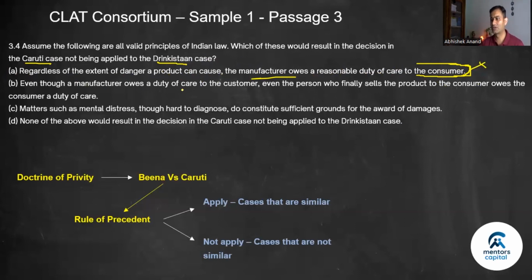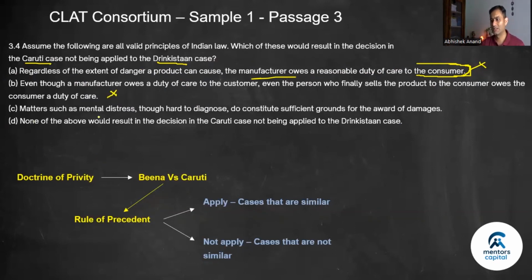Even though a manufacturer owes a duty of care to the customer, even the person who finally sells the product to the consumer owes a duty of care. So in the Karuti case, the manufacturer was responsible. In this case, the soft drink seller will also be responsible. What is happening because of option B? Third party responsibility is also coming in, but it is not taking away the responsibility of the manufacturer. So in both cases, the decision in the Karuti case will apply in Drinkinstan too. The third party in between also gets responsibility. So this is not the answer.